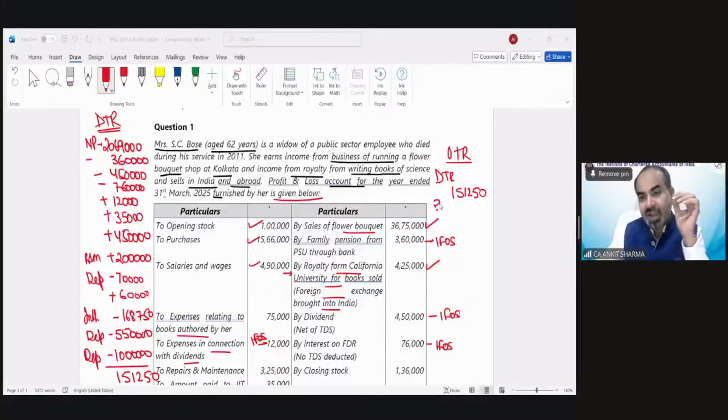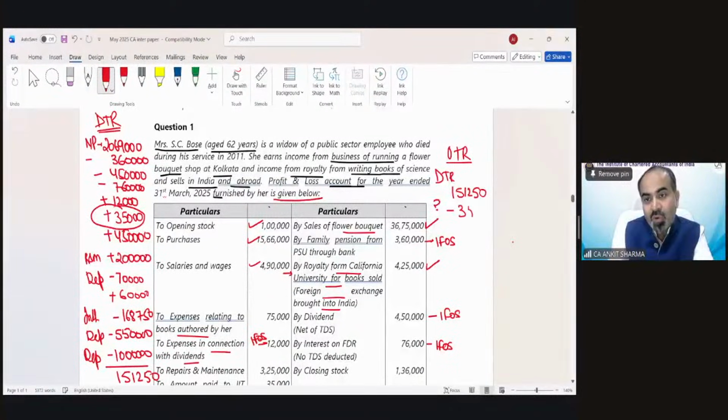Siddh, you have to understand. We have disallowed this expenditure over here. This 35,000 cannot be allowed under default tax regime, which is allowed under optional tax regime. So if that is allowed, we have to reduce it. We have to reduce this 35,000 from my profit to find out the optional tax regime business income. That would be 116,250. That would be business income under optional tax regime.